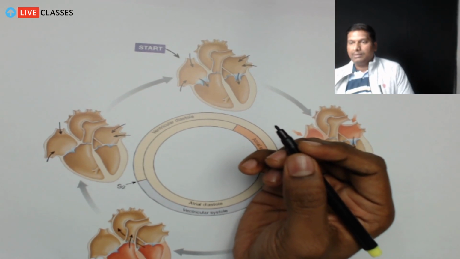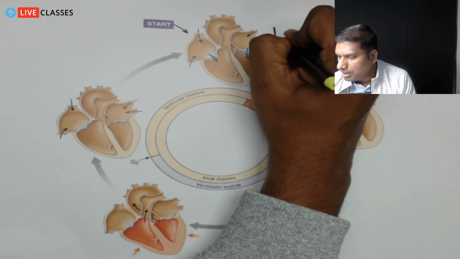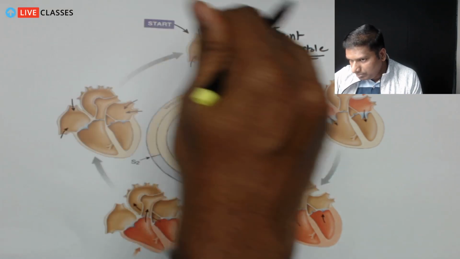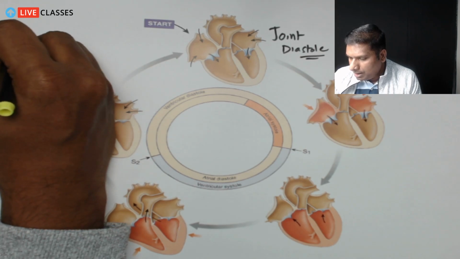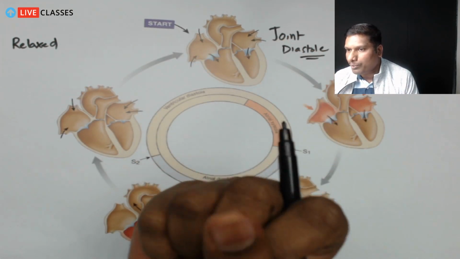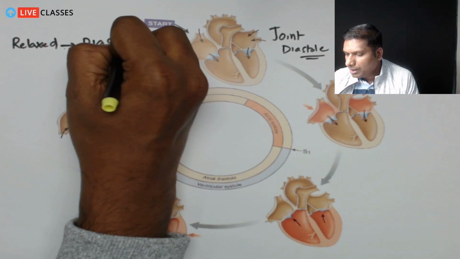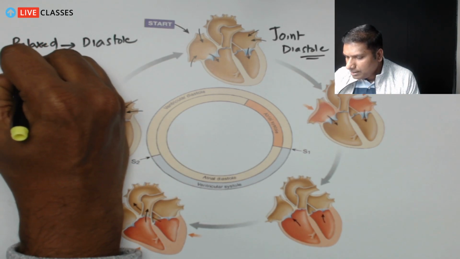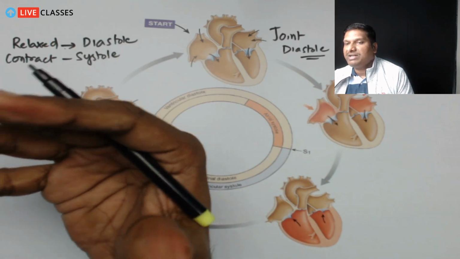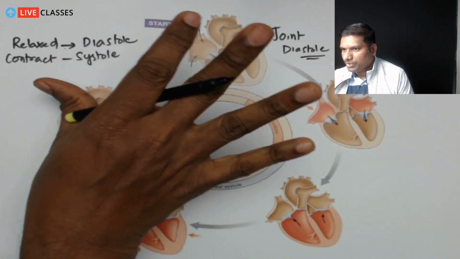Now, when we talk about the cardiac cycle, there are a few things that happen here. The first thing you can see here is this is called the joint diastole stage. Before seeing all this, let me tell you a couple of things. When your atrium or your ventricles are in the relaxed state, we call it diastole. And when they contract, we call it systole. So if it is the atrium which is contracting, we call it atrial systole. If it is a ventricle which is contracting, we call it ventricular systole. That is how it is.